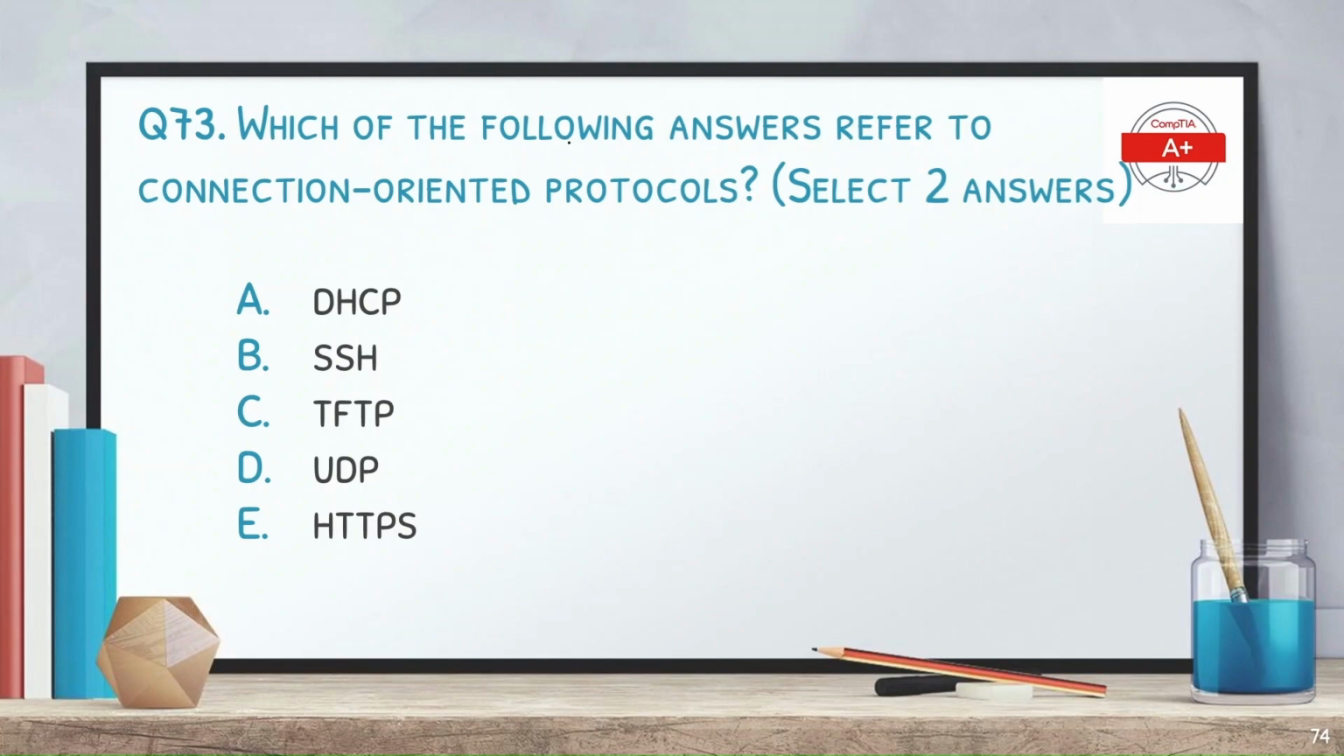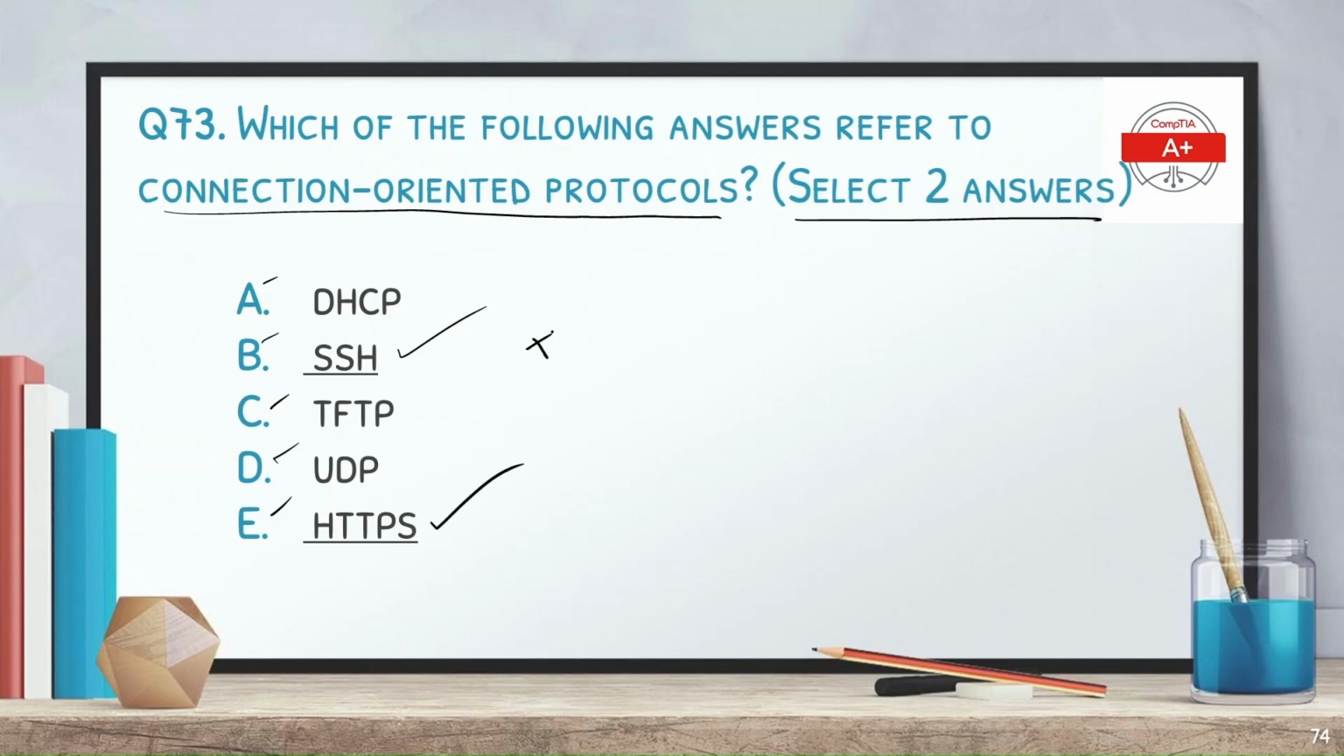Question number 73 is that which of the following answers refer to connection-oriented protocols? And again, we have to select two answers. The options are A, DHCP; B, SSH; C, TFTP; D, UDP; and E, HTTPS. The correct options are SSH and HTTPS. So these both use protocol TCP, while the rest, DHCP, TFTP, and UDP, are connectionless; TFTP and DHCP use protocol UDP.